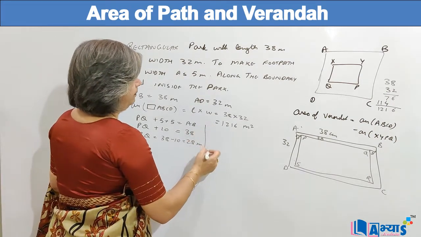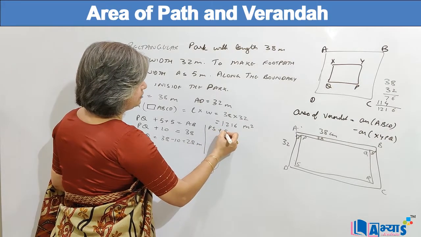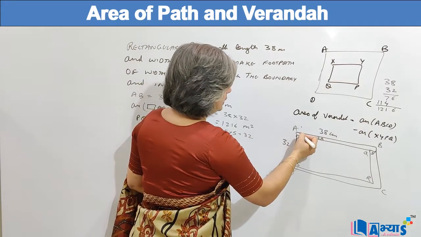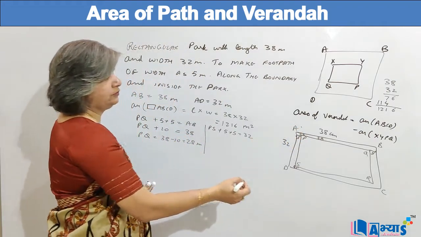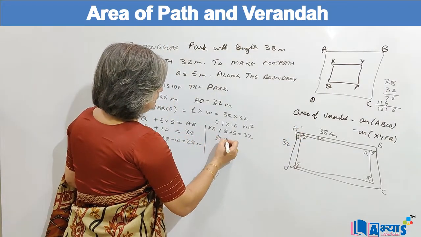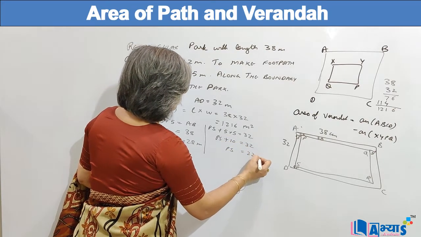Similarly, if we are supposed to find PS, we know that PS plus 5 plus 5 is equal to 32, because this is PS, and this is 5 and this is also 5. So PS plus 10 is equal to 32, or we can say PS is equal to 22 meters.